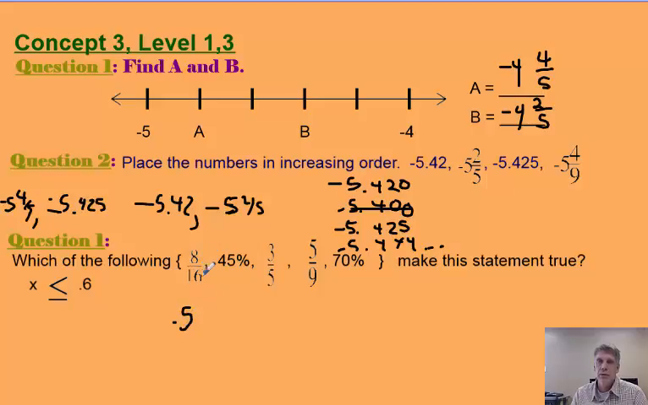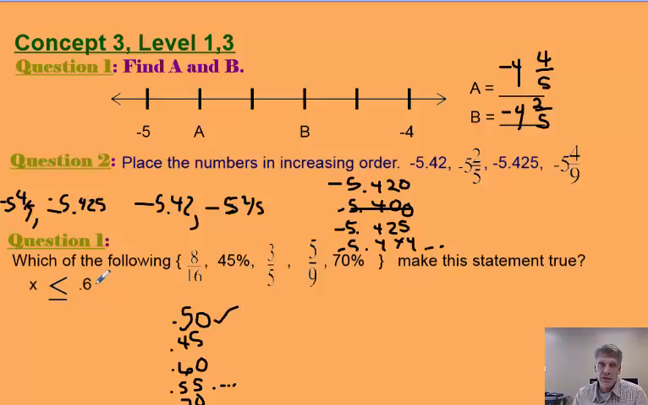8/16, yep, divide it, 0.5. 0.45, kick 45% to a decimal. 3/5 is easy, that's 6 out of 10, that's 0.6. And 5/9 is going to be 5 repeating. So I'm going to put a few 5s, dot, dot, dot. And 70% is going to be 0.70. Add my zeros, and they're all positive now. So I'm going to know which are less than 0.6. So is 0.5 less than 0.6? Yeah, it is. So that one's good.